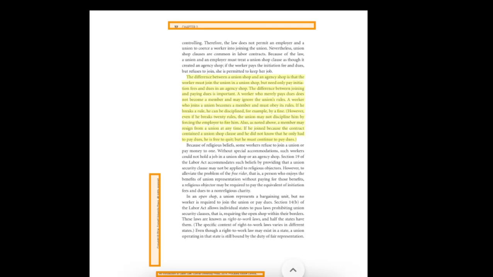Also, as noted above, a member may resign from a union at any time. If he joined because the contract contained a union shop clause and he did not know that he only had to pay dues, he is free to quit, but he must continue to pay dues.